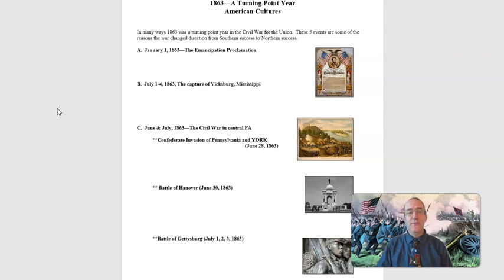Here's what I'd like us to do for a little bit today: be introduced to 1863 as a turning point year in the Civil War. Now, we're going to be using this piece of paper that you see on the screen. You got this in class on Friday, so you already have this paper if you were in class. If you weren't in class, make sure you have one of these, if you were in any of the community partnership events or sports or whatever was going on Friday.